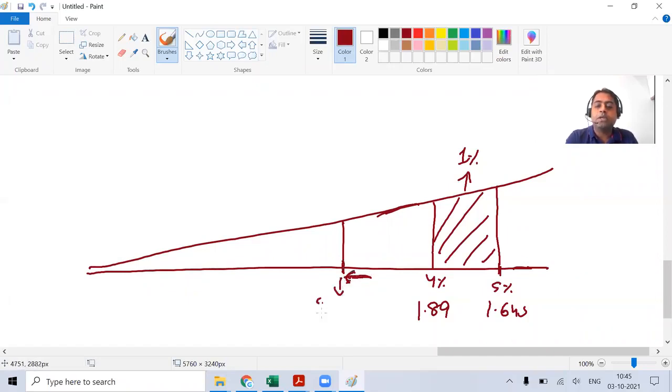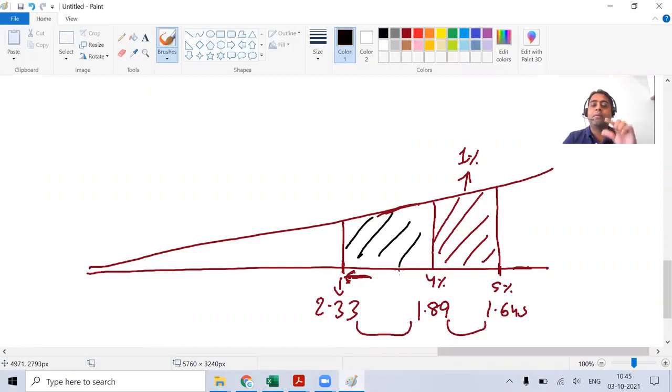The difference between this and this, that means 1.645 and 1.89, is not going to be equal to the difference between this and this, 1.89 and 2.33. Why? Because since the tail is becoming more and more thinner as we move toward the left hand side, this line will have to be more on the left hand side to maintain that gap of 1%. I hope everybody is able to understand the logic. Hence the gap between the VaR points is increasing, right?